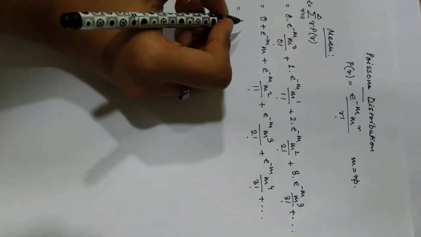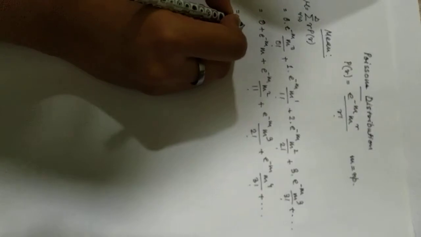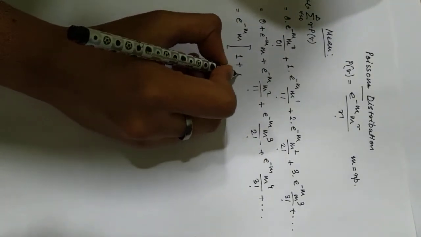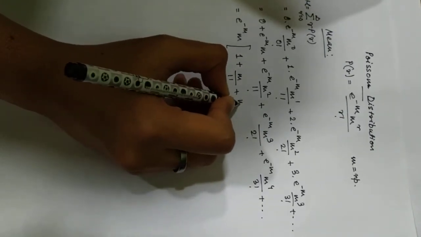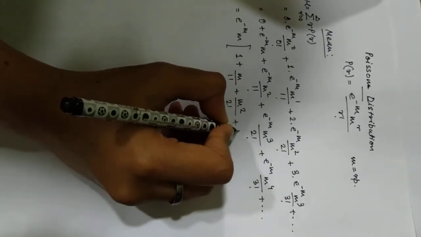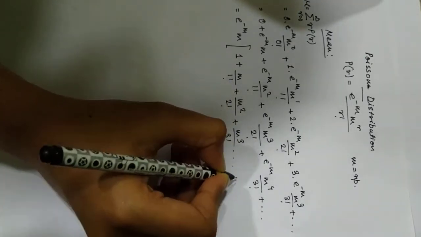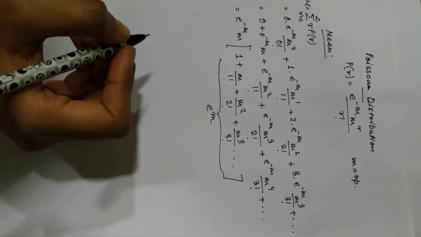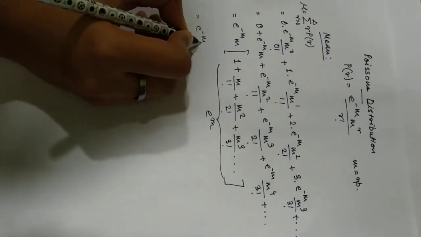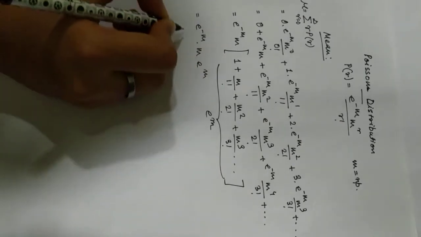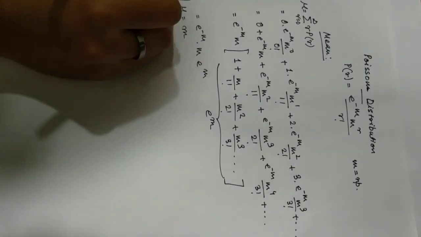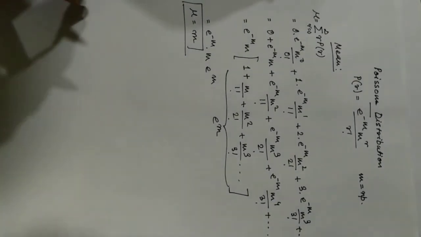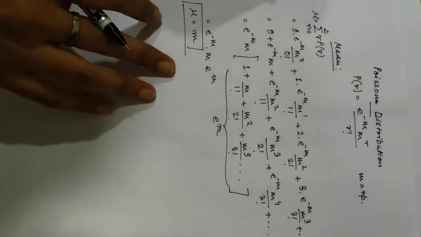We can take e^(-m) common, so e^(-m) common gives me 1 plus m by factorial 1 plus m^2 by factorial 2 plus m^3 by factorial 3 and so on, and we know this is nothing but the expansion of e^m, right? So we have e^(-m) times e^m times m is equal to m. So the mean of Poisson distribution is given by mu is equal to m, right?